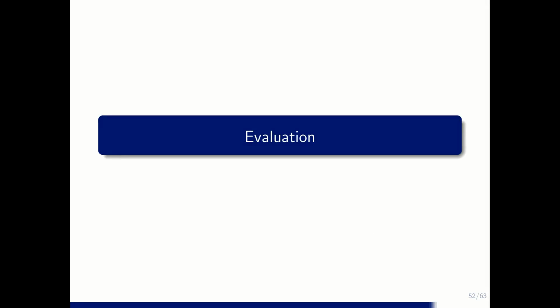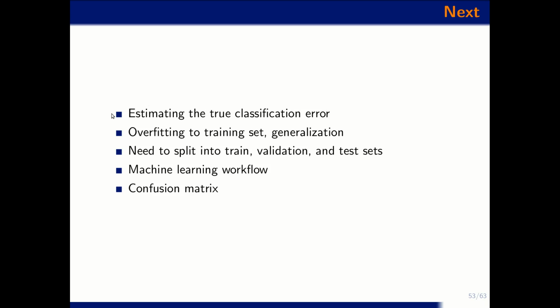In the final section for today, we will discuss how to evaluate our trained classifier. In particular, we will revisit our goal of estimating the true classification error. And related to that, we will discuss the phenomenon of overfitting to the training set and generalization. And this will require us in general to split our data into a train, validation, and test set. And we will discuss a proper standard machine learning workflow. And finally, we will shortly discuss the confusion matrix as a simple analysis tool to analyze the errors committed by our classifier.